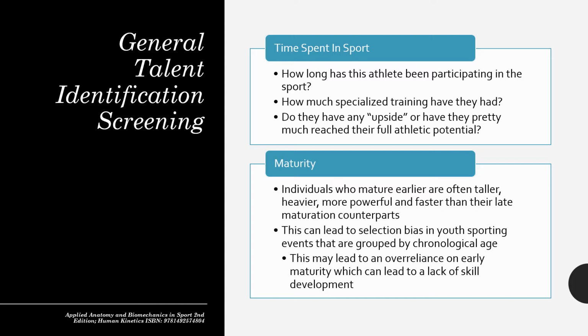However, since we do have this kind of range in maturation status, this can lead to some selection biases in youth sports, particularly if they're grouped by chronological age as opposed to physiological age. Also, this kind of bias can lead to an over-reliance on early maturity, and then these early maturers can actually lack skill development because they were just so much bigger and stronger than everybody else, they could get away with it. So, things to consider.